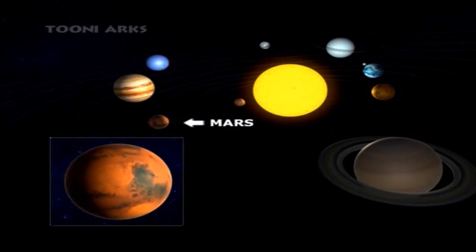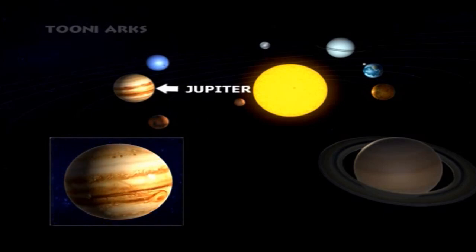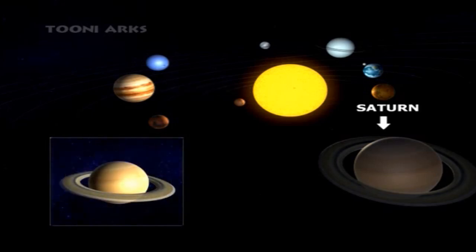Mars is the fourth planet from the Sun in our solar system. The planet is named after the Roman god of war, Mars. It is often described as the red planet. Jupiter is the fifth planet from the Sun, and it is the largest planet within the solar system. Jupiter is described as a gas giant. Saturn is the sixth planet from the Sun and the second largest planet in the solar system after Jupiter. Saturn is named after the Roman god Saturn.